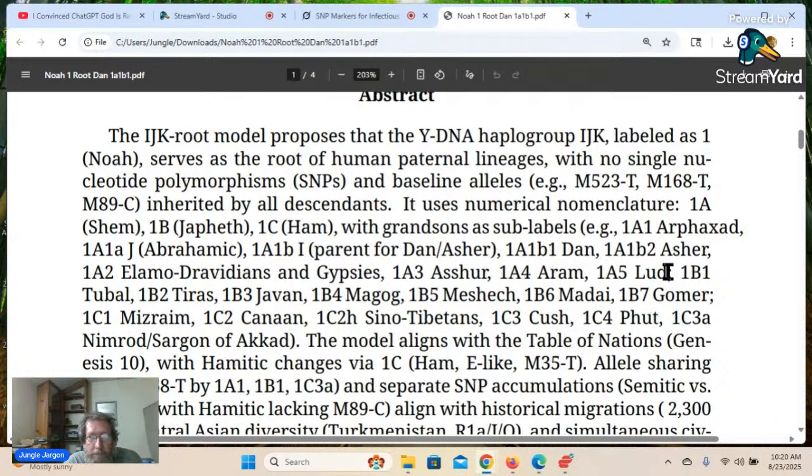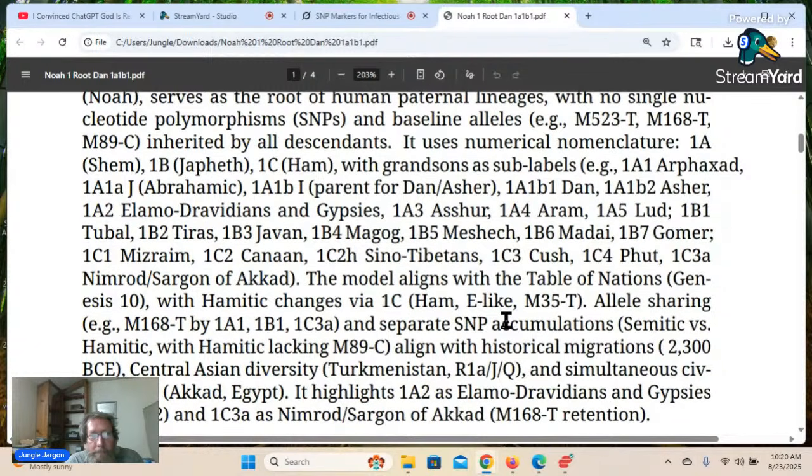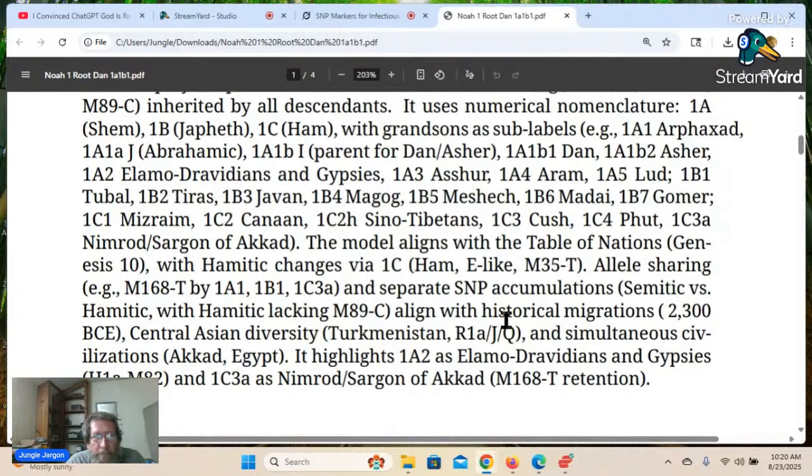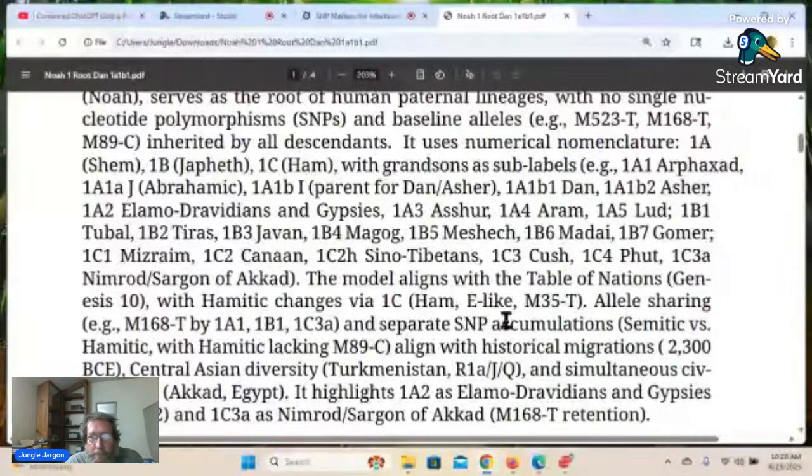Japheth's line, 1B1 through 1B7, covers Tubal, Tiras, Javan, Magog, Meshech, Madai, and Gomer, mapping to Eurasian groups like Iberians and Greeks. Ham's line, via 1C with E-like changes, M35T, M89C, includes 1C3 Egyptians, 1C2H Sino-Tibetans, 1C3 Cush for Ethiopia, 1C4 Phut for Libyans, and 1C3A Nimrod Sargon for the Akkadian Empire.